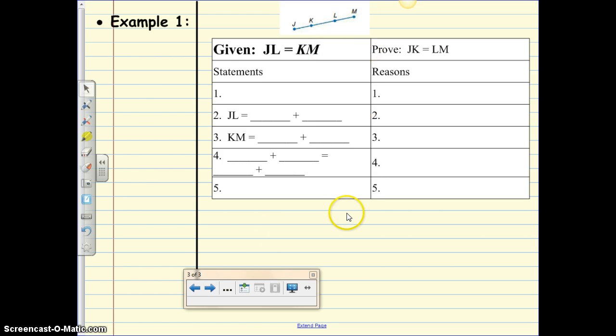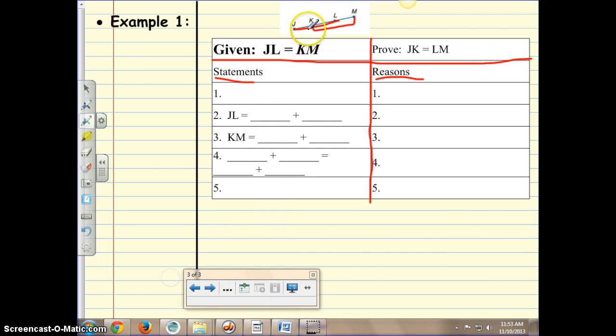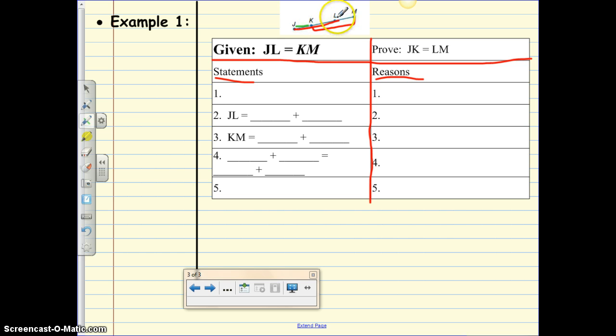I would copy down the 2 columns first. So give yourself 2 columns. On the left side, we will always write our statements. On the right side, we will give a reason for each statement. And today we're starting with the given JL equals KM. So JL equals KM. And we are trying to prove that JK is equal to LM. And it looks like it's true, but today we are going to give some reasons as to why that is really true.